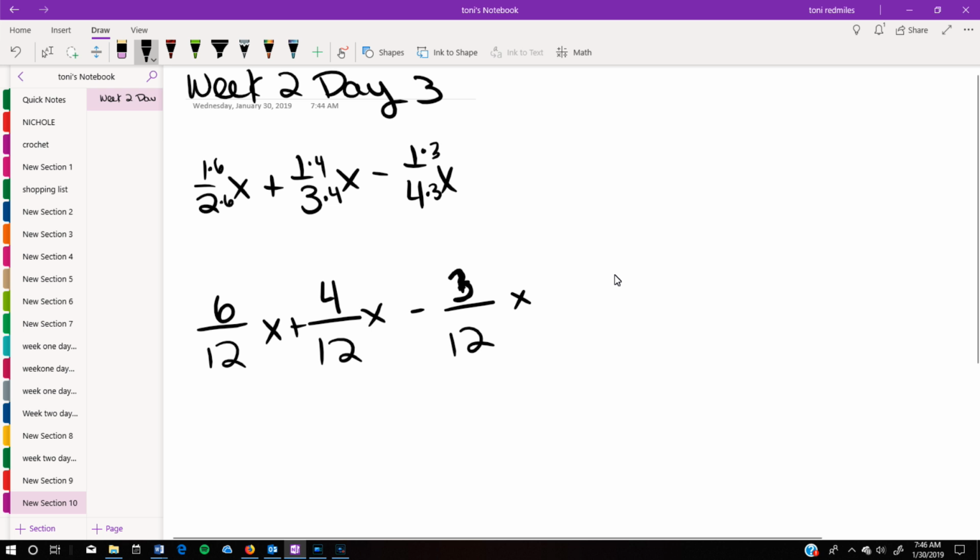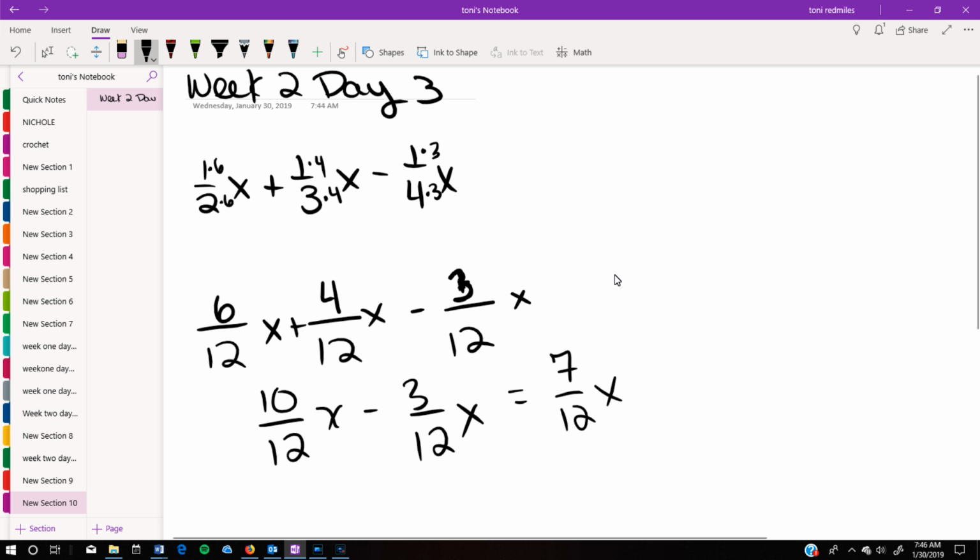All right, now remember, I only have to do the coefficients, so I only have to add and subtract these fractions. So 6 plus 4 is 10 twelfths. And then if I minus 3, I have 7 twelfths x. And that does not reduce, so I'm done. Let's do number 2.